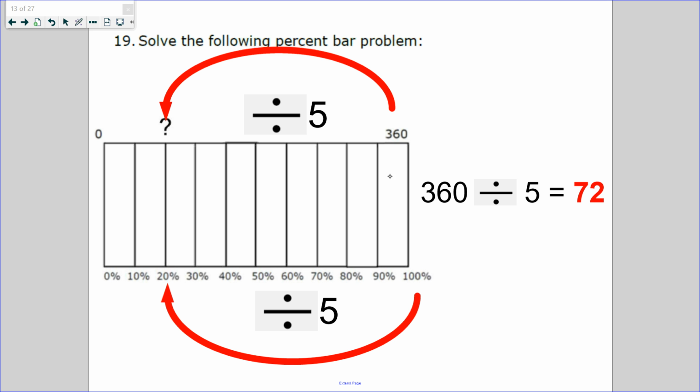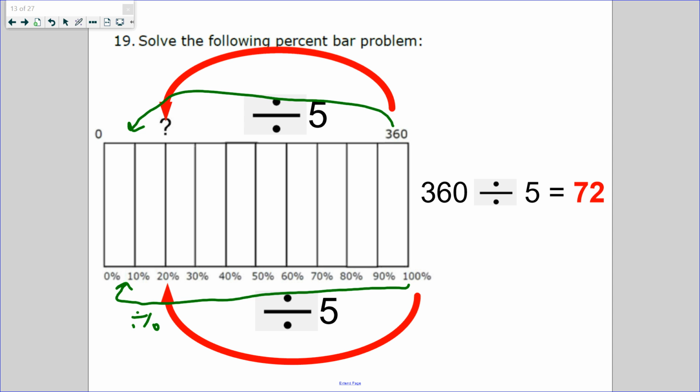And number 19, solve the following percent bar problem. So we have all this, and we need to find this one. So we need to break down 100% to 20%. Any suggestions? Divide by 5. What's 360 divided by 5? 72. I actually have kids who do it this way. How do you break down 100% to 10%? Divide by 10. 360 divided by 10 is 36. And how do you build up 10% to 20%? Times 2. And that's where you get 72.